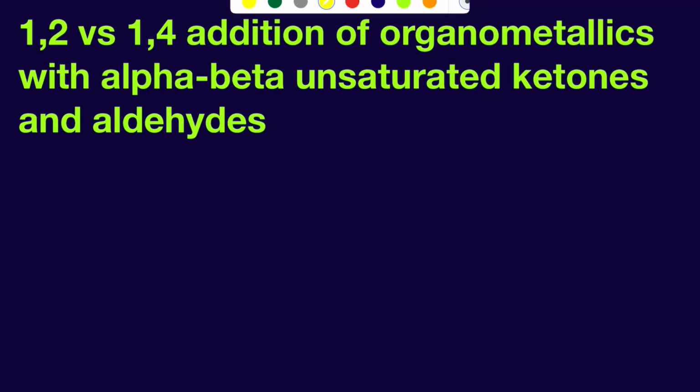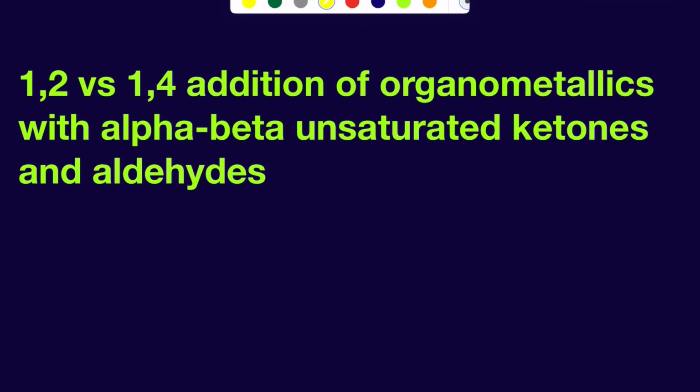In this video, I'll talk about the 1,2 and 1,4 additions that the organometallics can do. Now, obviously, remember, it's not only the organometallics that can do 1,2 versus 1,4 additions with unsaturated ketones and aldehydes. The other nucleophiles can also do it, but for this video, I'm going to be primarily focused on just the organometallics, which can do 1,2 versus 1,4.